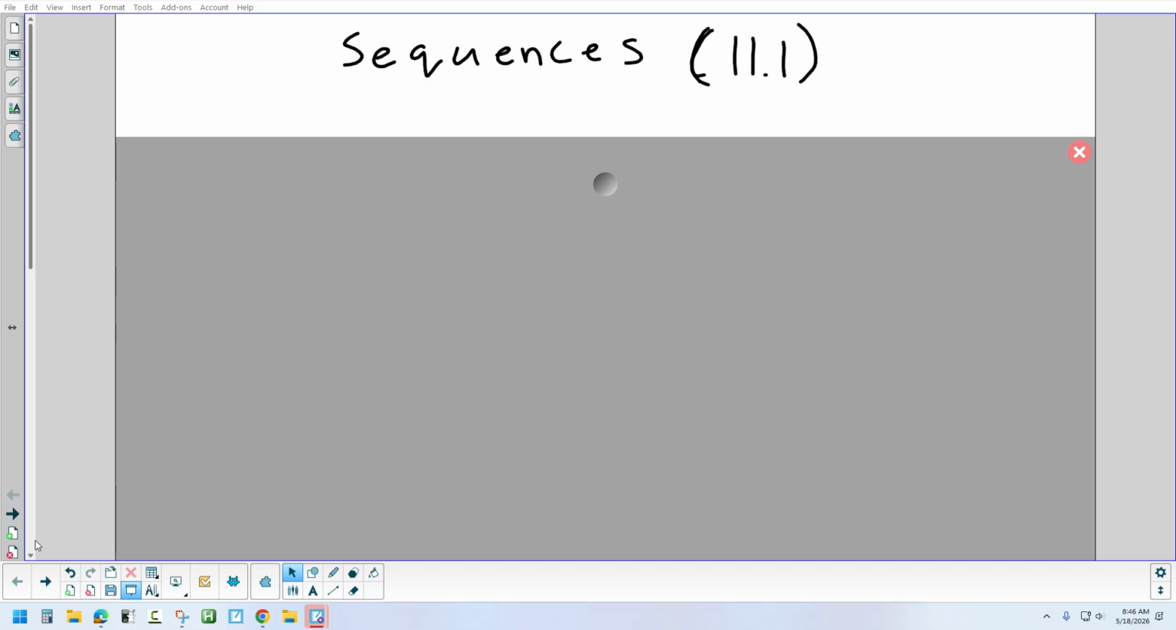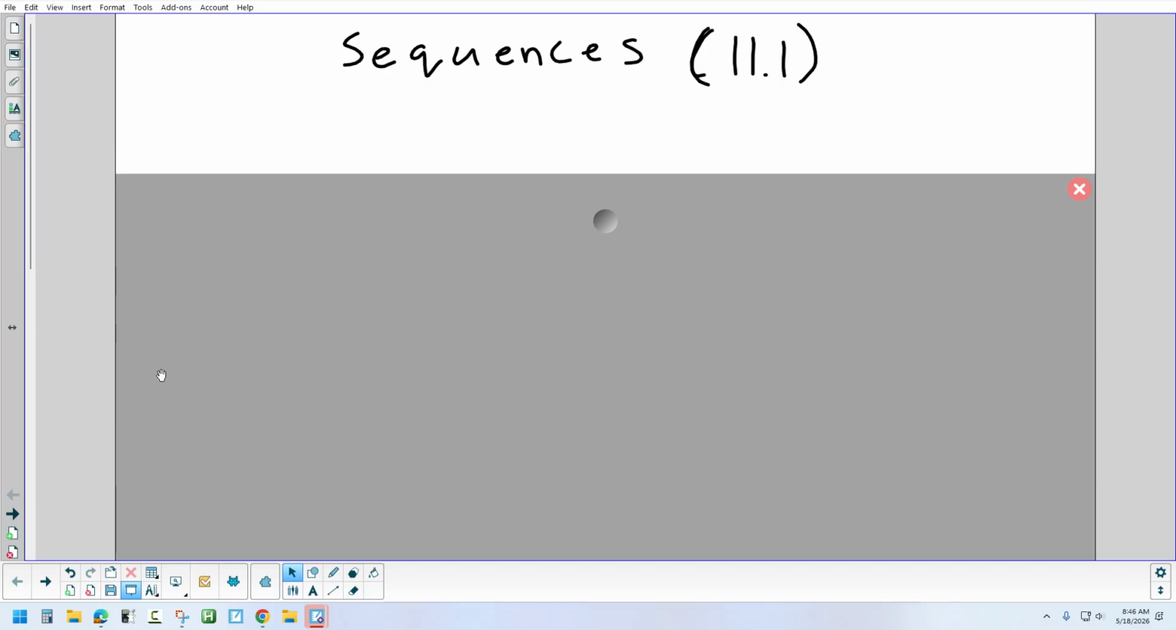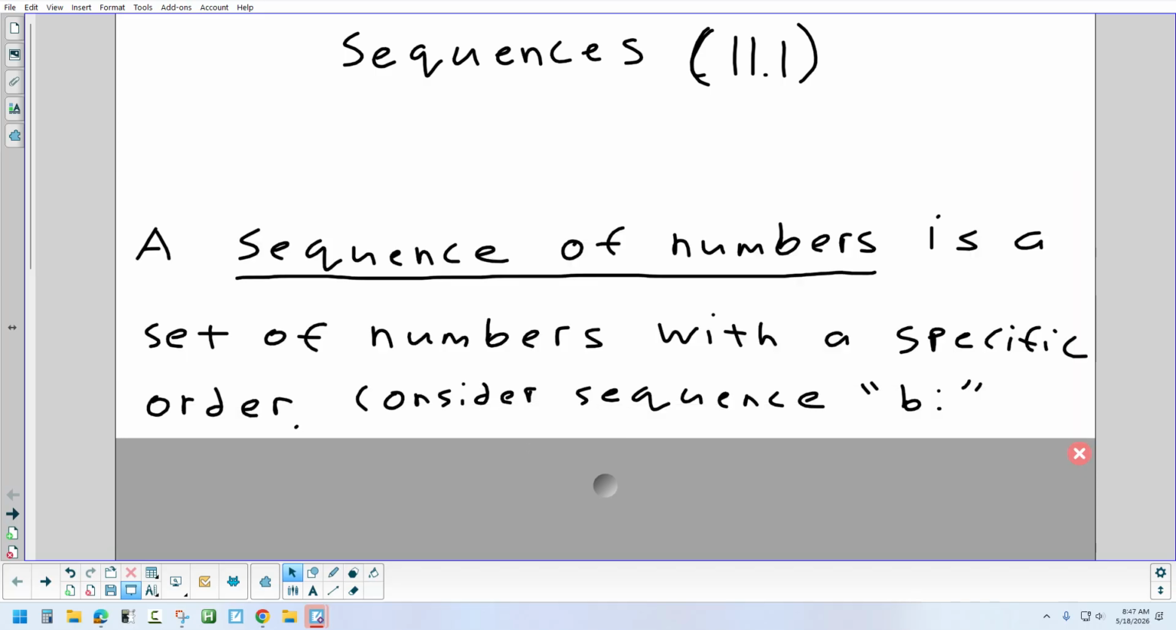Right? So in order to be able to add up all the numbers in a sequence, we first have to be able to figure out what the numbers are in a sequence. Okay? So we're going to talk about some formulas we can use to find the numbers in a sequence. Okay, so a sequence of numbers is just a set of numbers with a specific order. Generally, there has to be some kind of rule for generating the numbers. There has to be a formula or a pattern or some set of steps that you're following to generate the numbers.